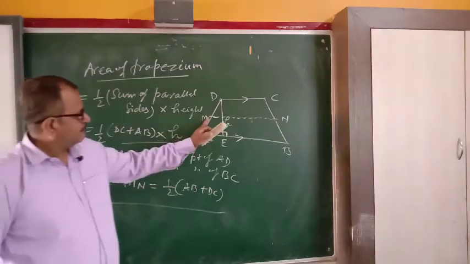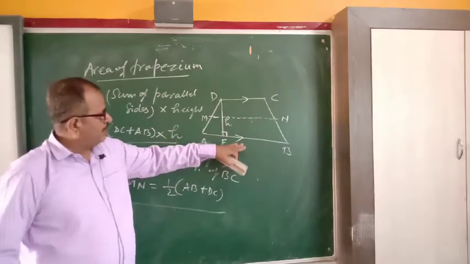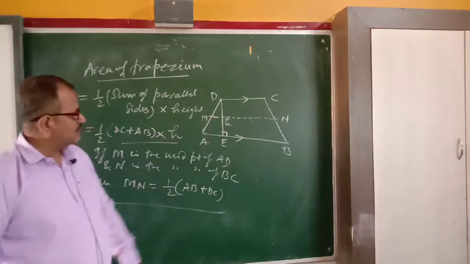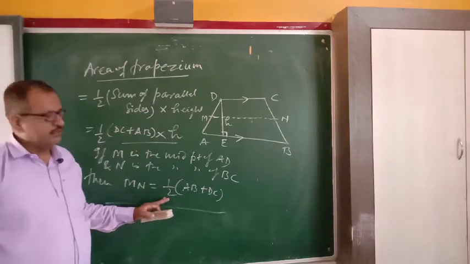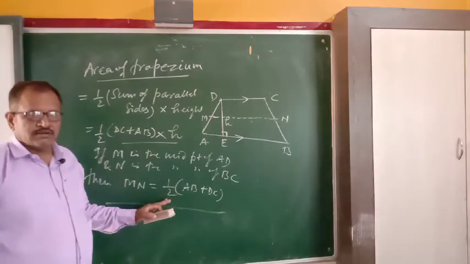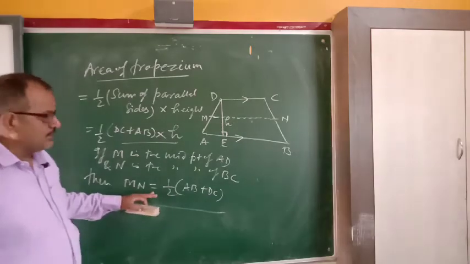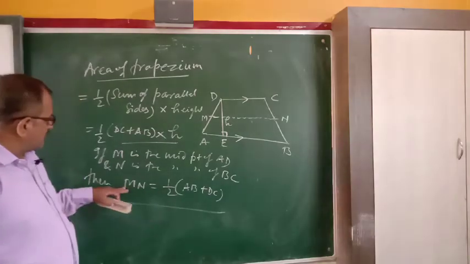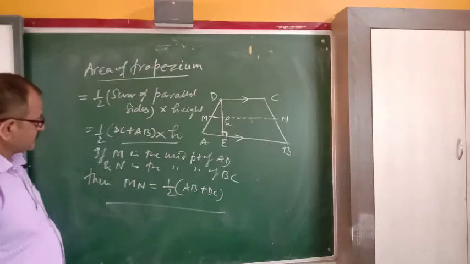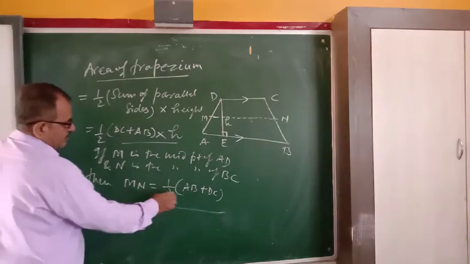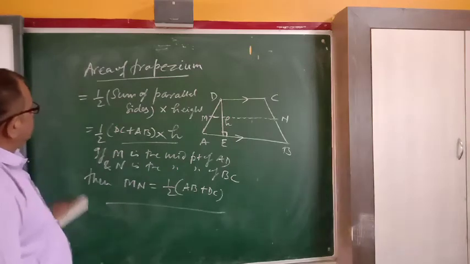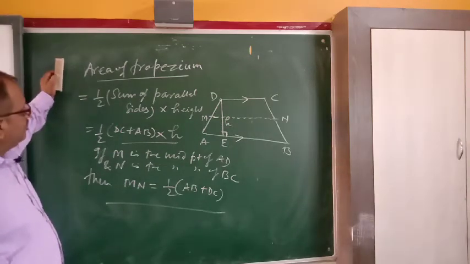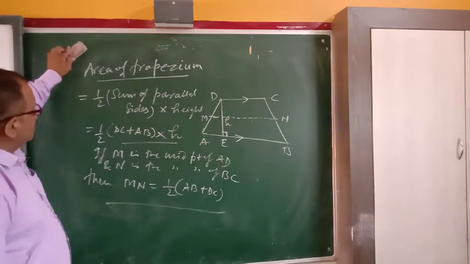MN is equal to 1 by 2 the sum of the parallel sides, AB plus DC. This result can be proved by the midpoint theorem. The midpoint theorem is not taught to you, so you only have to remember this result: MN is equal to 1 by 2 the sum of the parallel sides. So the area of a parallelogram, the area of a rhombus and the area of a trapezium are proven.